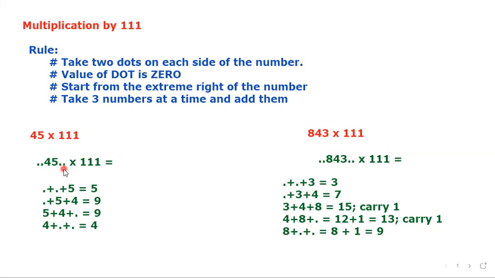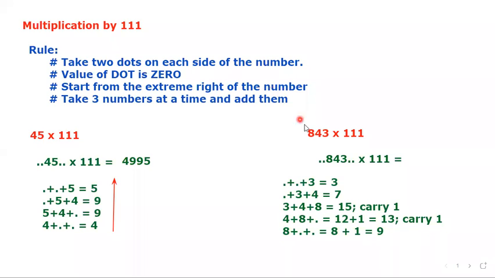And we know the value of dot is 0 and we are starting from the extreme right, taking three numbers at a time. So it goes like dot plus 5, which will give me 5. Dot plus 5 plus 4, which will give me 9. 5 plus 4 plus dot will give me 9. And finally 4 plus dot, which will give me 4. I'll be writing my answer this way. So my answer would be 4995.